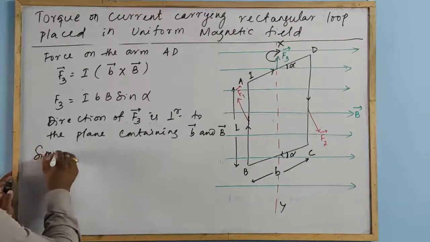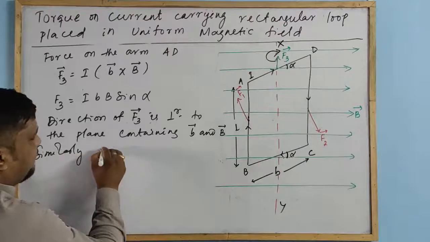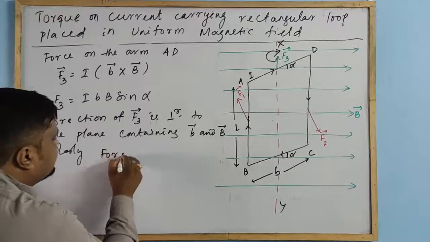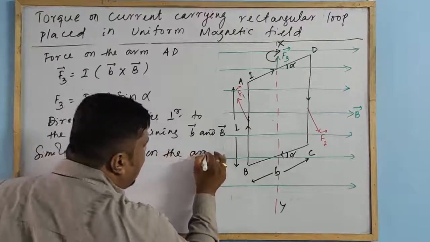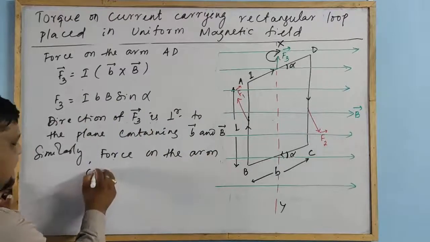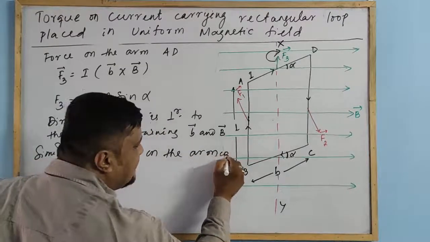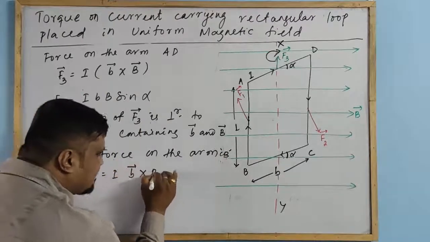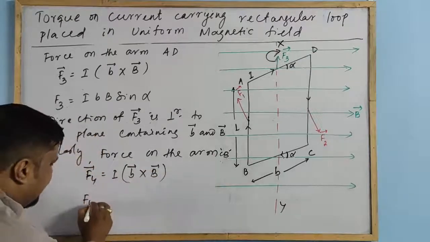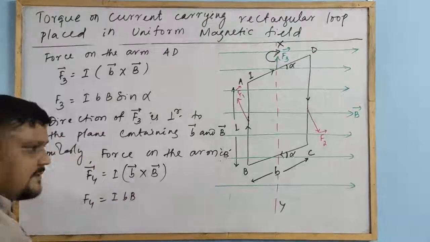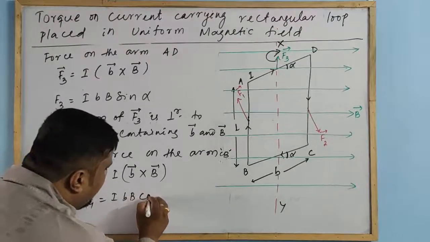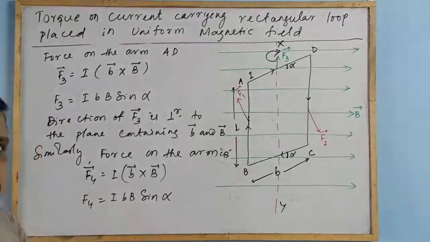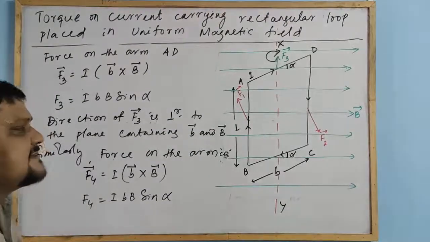Similarly, F4 is the force on the arm CD. F4 is equal to I L cross B. It also makes an angle alpha. So the magnitude of F4 is equal to I B L sin alpha. Clear?